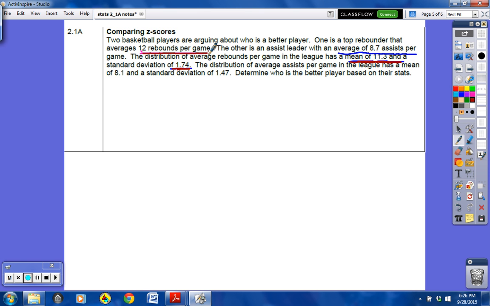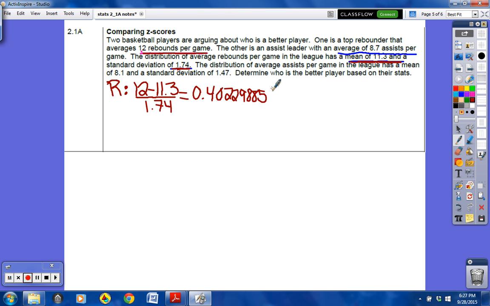So for our rebounder, I'm going to go ahead and label with R for rebounder. To find their standardized score so we can compare rebounds to assists, we're going to go ahead and take the amount of rebounds they had, 12. I'm going to subtract the mean of 11.3 and divide by the standard deviation of 1.74. So 12 minus 11.3, and then I divide by 1.74, and I get a value of 0.40229885.